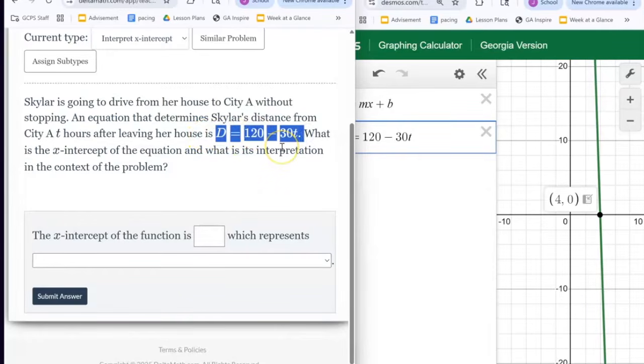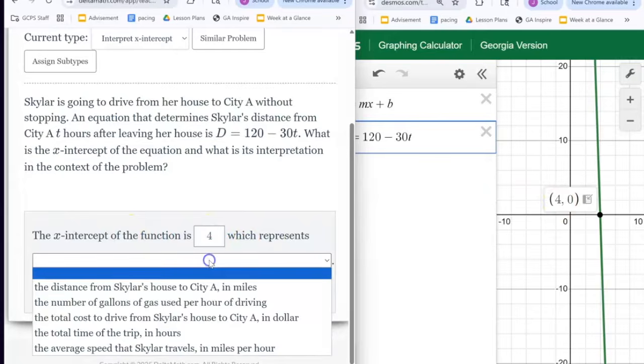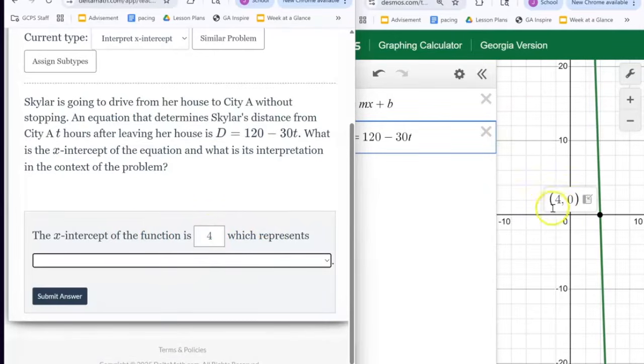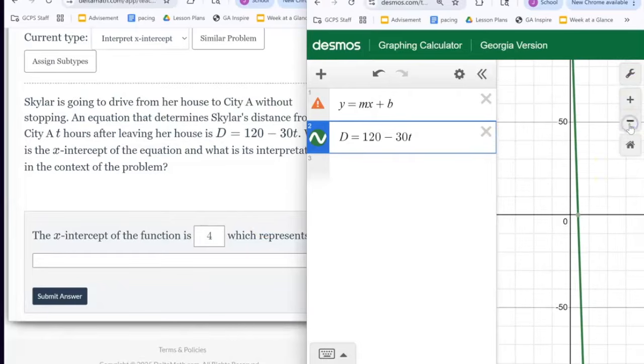So she's driving to a house. Her distance is getting smaller and smaller. And why is her distance getting smaller and smaller? Because she's getting closer to the house, which means your slope has to be negative because it's making your initial amount get smaller and smaller. What is the x-intercept of the equation? What is the interpretation? So the x-intercept is 4, and they don't tell me to write it as a coordinate, so I'm just going to write it as 4 and see what happens, which represents, okay, so let's zoom out.